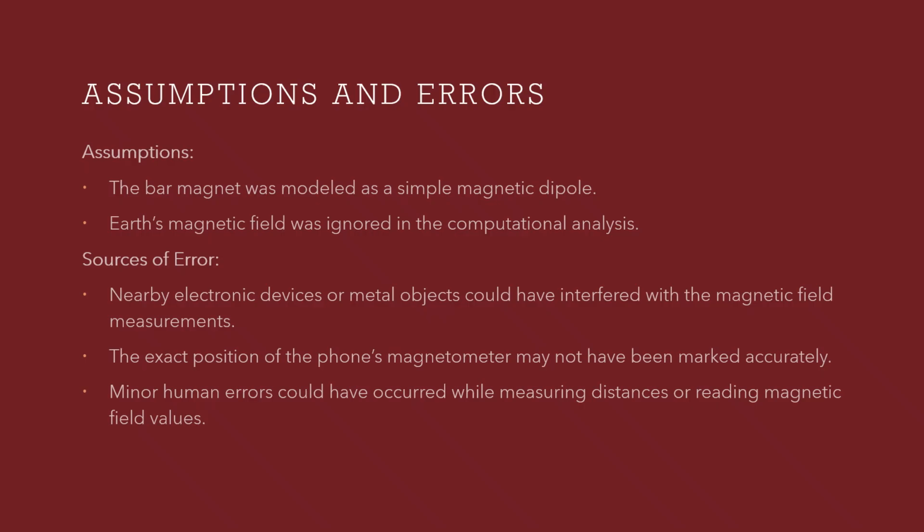So our final results were off slightly, and this could have been due to a multitude of reasons. For example, our assumption was that the bar magnet was modeled as a simple magnetic dipole. Earth's magnetic field was ignored in our computational analysis. Additionally, some sources of error could have been nearby electronic devices or metal objects. The position of the phone's magnetometer might not have been marked correctly, and minor human errors in measuring the distance could have caused errors.